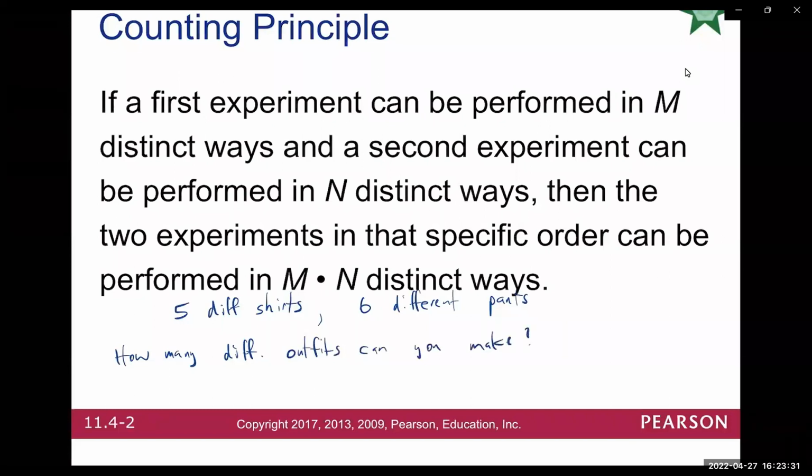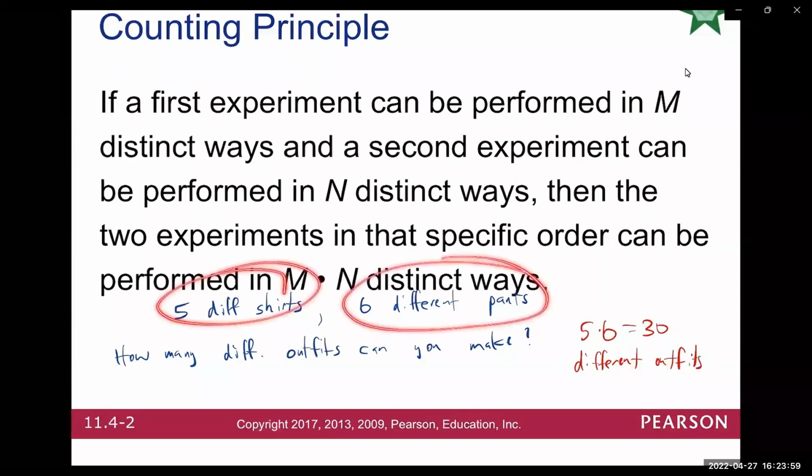Well, by the counting principle, they tell you that if this is m different ways, that's 5 different shirts, and then n different pants, then to find how many different outfits you can make, you would do m times n. So it's going to be 5 times 6, which is 30 different outfits with these 5 and 6 different items of clothing. All right, so that's how it works.